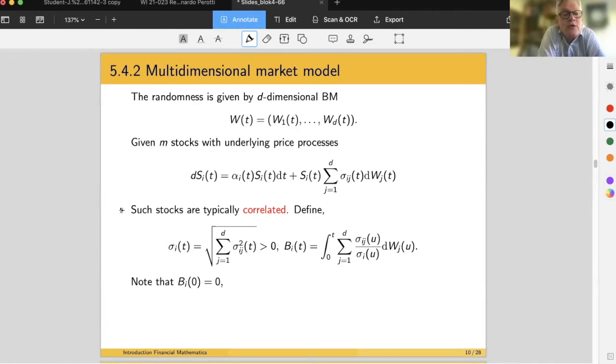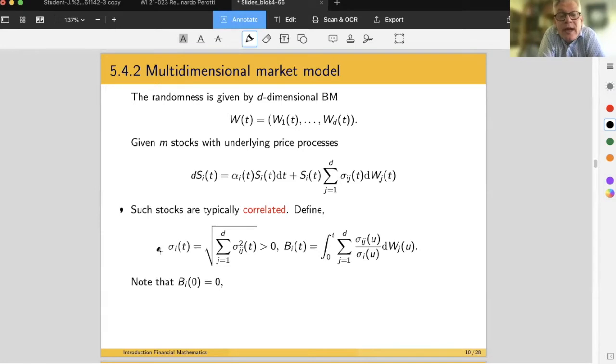And in order to do that, we define sigma_i(t), well, that is the square root of the sum, j runs from 1 to d, of sigma_ij squared (t). And that is typically greater than 0 because the uncertainties, the volatilities sigma_ij, are typically larger than 0. So a sum of squares and the square root of it, that is a positive number.